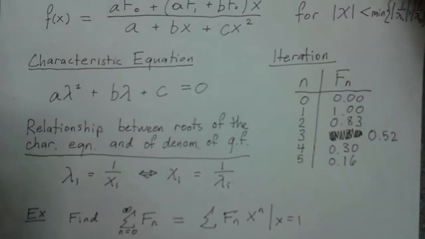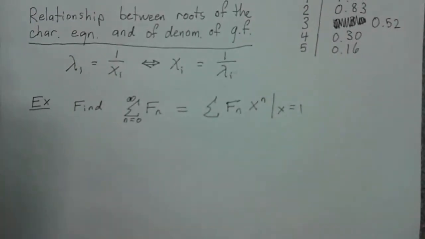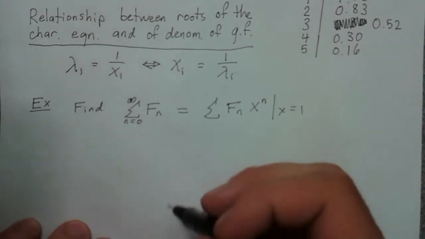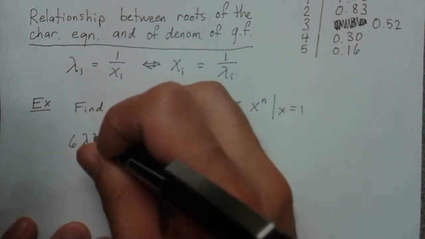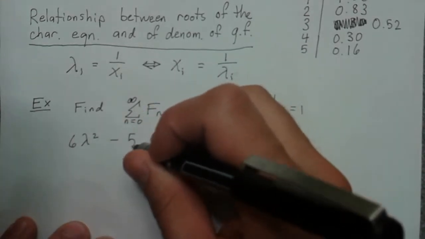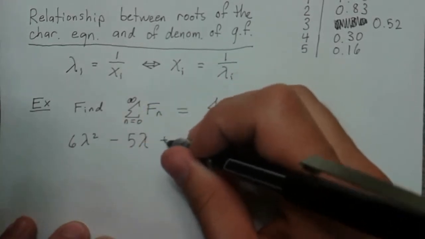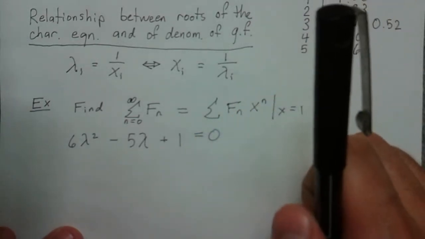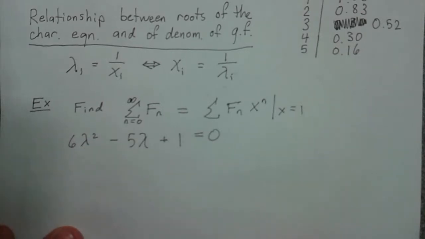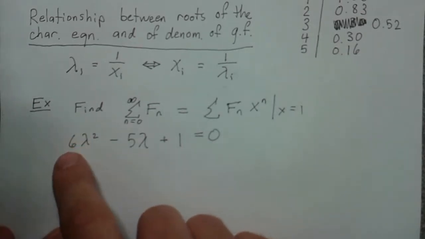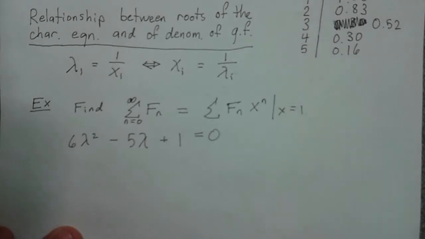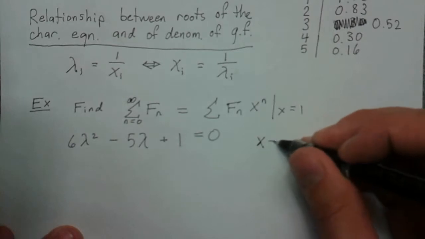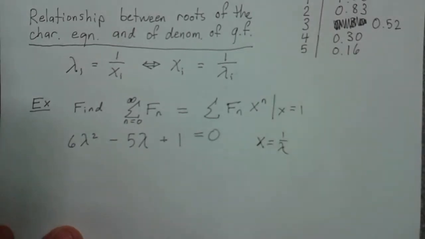So the characteristic equation for this one would be, so a is 6, so you have 6 lambda squared minus 5 lambda plus 1 is equal to 0. And if you wanted to solve this, there's a trick, you don't even need to use the quadratic formula. If you see that these numbers are in the opposite spots as you want them to be, you just use a little substitution. x is 1 over lambda, or lambda is 1 over x, they're the same thing.